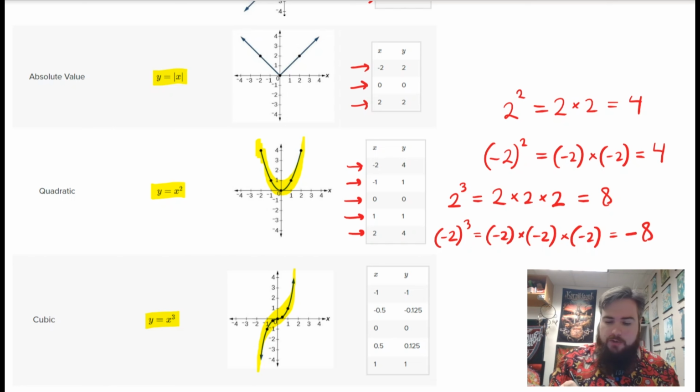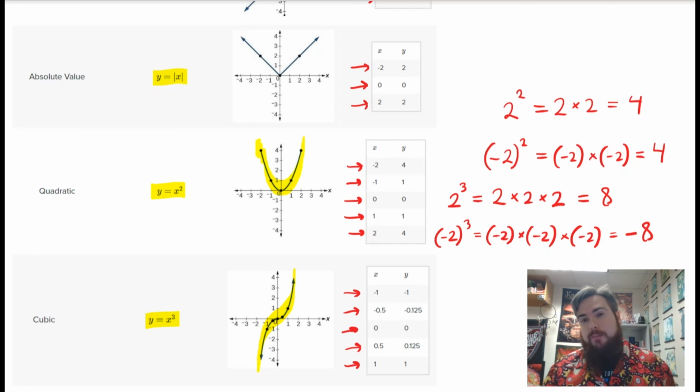As for the points you can use to create this, I already did negative 2 and 2, but if you do negative 1 to the third power, that will also give you negative 1. Negative 0.5 or negative 1/2 to the third power would give you negative 1/8 or negative 0.125 as a decimal. 0 to the third power is still 0. 0.5 or 1/2 to the third power will also give you 1/8 but positive, so 0.125 as a decimal. And lastly, 1 to the third power is still 1.